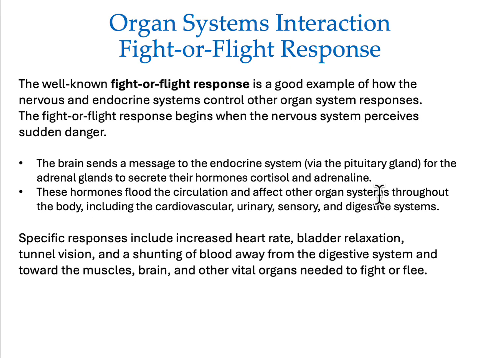Organ systems interaction, fight or flight response. The well-known fight or flight response is a good example of how the nervous and endocrine systems control other organ system responses. The fight or flight response begins when the nervous system perceives sudden danger, or we should say also, perceiving danger. But this is how stress can affect our bodies, because being under stress is a perception of danger.